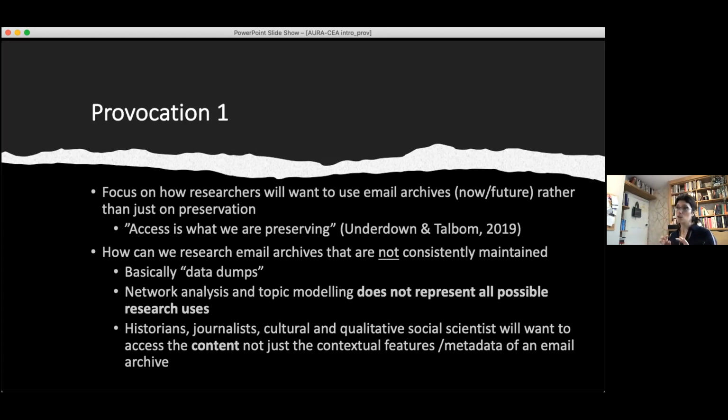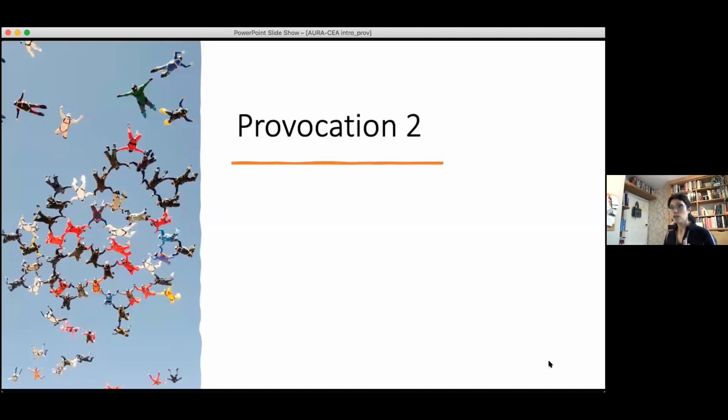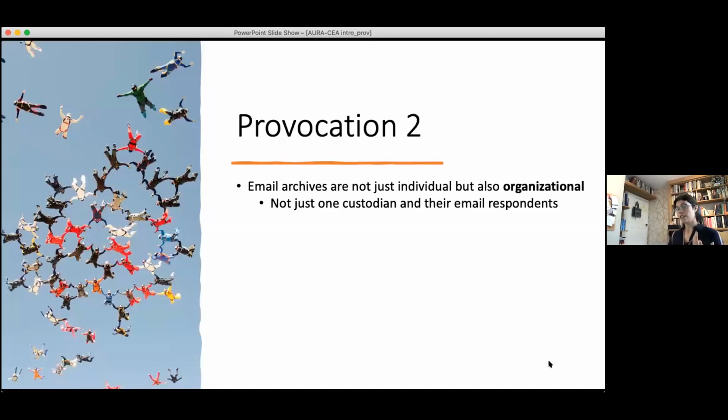But we're really also, in our provocation, want to highlight the historians, journalists, cultural studies, qualitative social scientists who will want to research these resources with an interest in the content and not just the contextual features or the metadata of an email archive, but they will want to know what people said to each other and what that reveals about the organization, its decision making, the concerns, the cultural attitudes being held, and that this is also important data, and we need to think about tools to make these resources accessible.